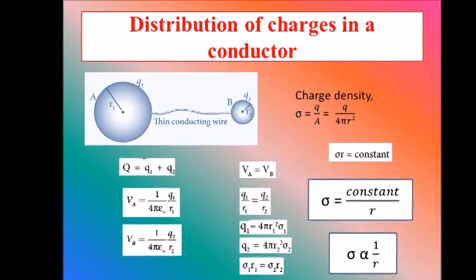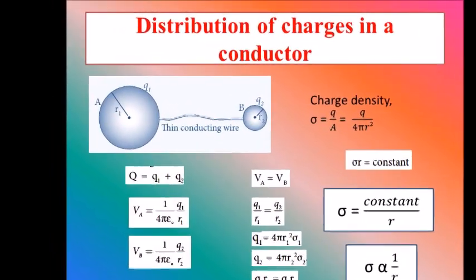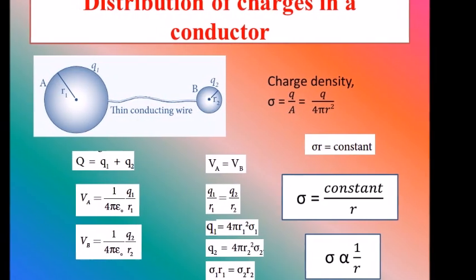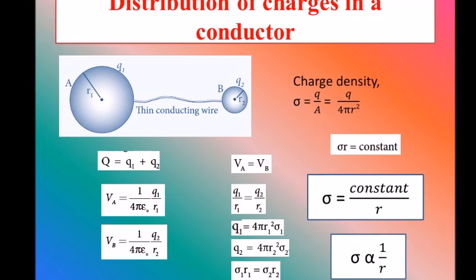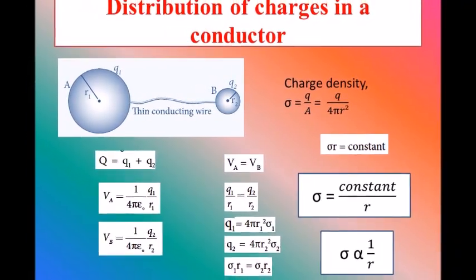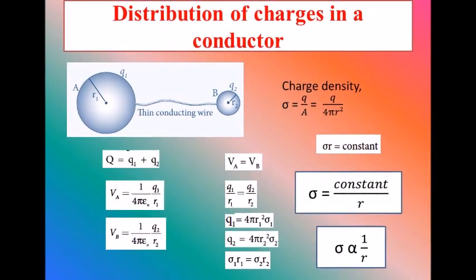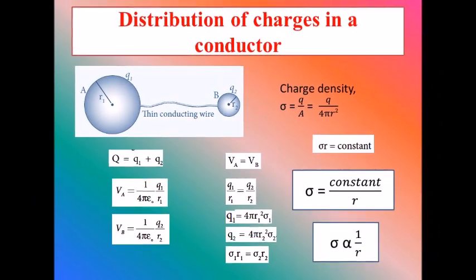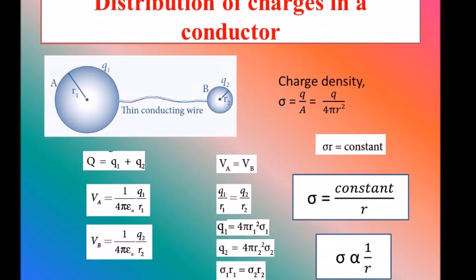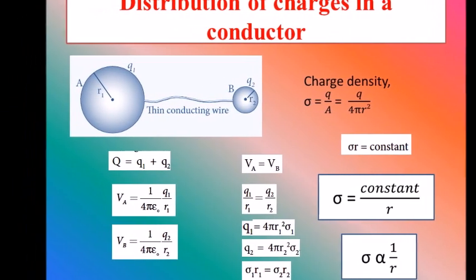The electrostatic potential at the surface of sphere A is given by V of A, which is equal to 1 divided by 4 pi epsilon naught times Q1 divided by R1. The electrostatic potential at the surface of sphere B is given by V of B, which is equal to 1 divided by 4 pi epsilon naught times Q2 divided by R2.